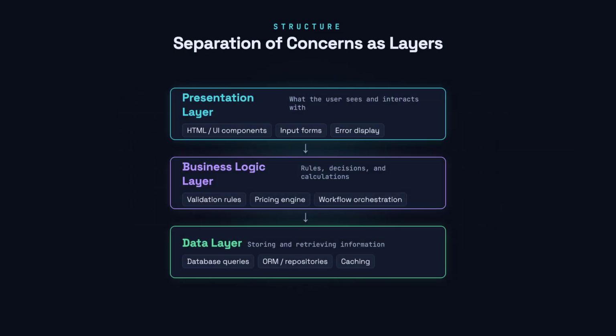The most common way separation of concerns is made concrete is through layering. You split the system into a presentation layer, responsible only for showing things and capturing input, a business logic layer, responsible only for rules and decisions, and a data layer, responsible only for reading and writing persistent information. Each layer talks only to the one directly below it, never skipping layers and never reaching upward.